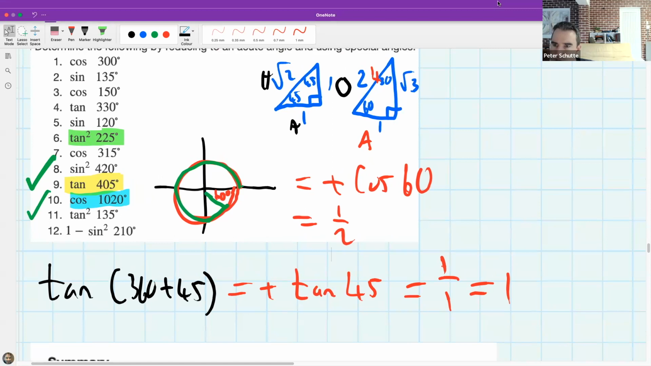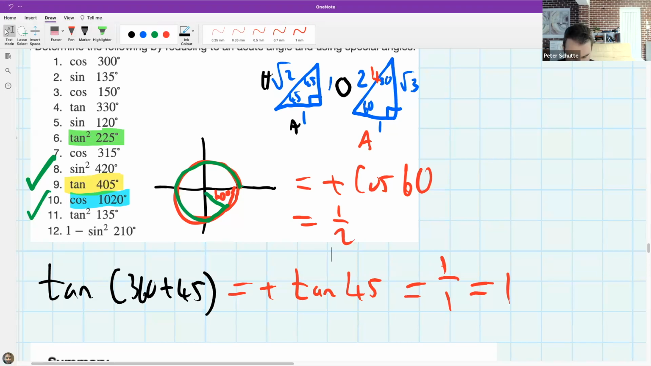Now, think about this. What are 3 complete rotations? So it's 360 times 3, which would be 1080. So that would be going all the way around 3 times. I don't go to 1080. I'm 60 degrees short. And so that's why I'm using 60 for the reduction formula.